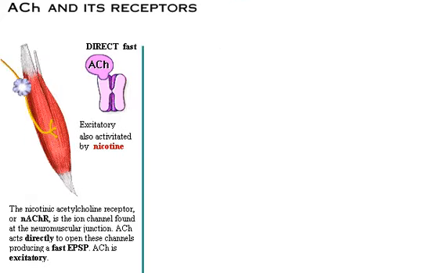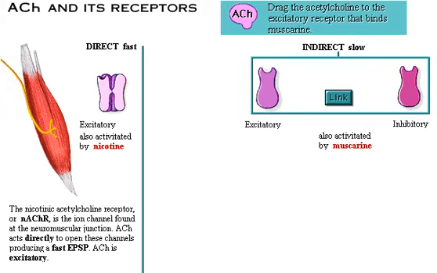The nicotinic cholinergic receptor, or NACH receptor, is the ion channel found at the neuromuscular junction. At this receptor, acetylcholine acts directly to open these channels, producing a fast, excitatory postsynaptic potential. Acetylcholine is excitatory at nicotine receptors. It causes skeletal muscles to contract. Drag the acetylcholine to the excitatory receptor that binds muscarine.